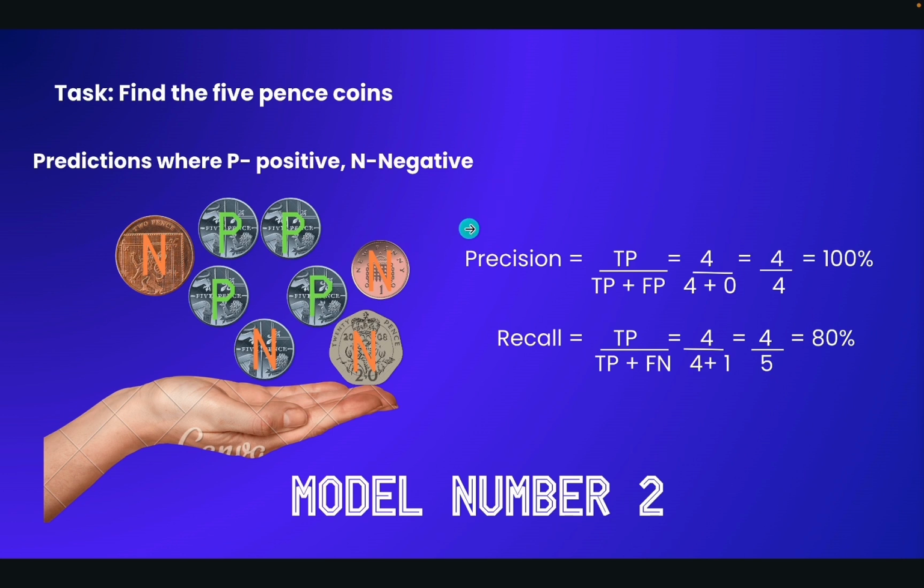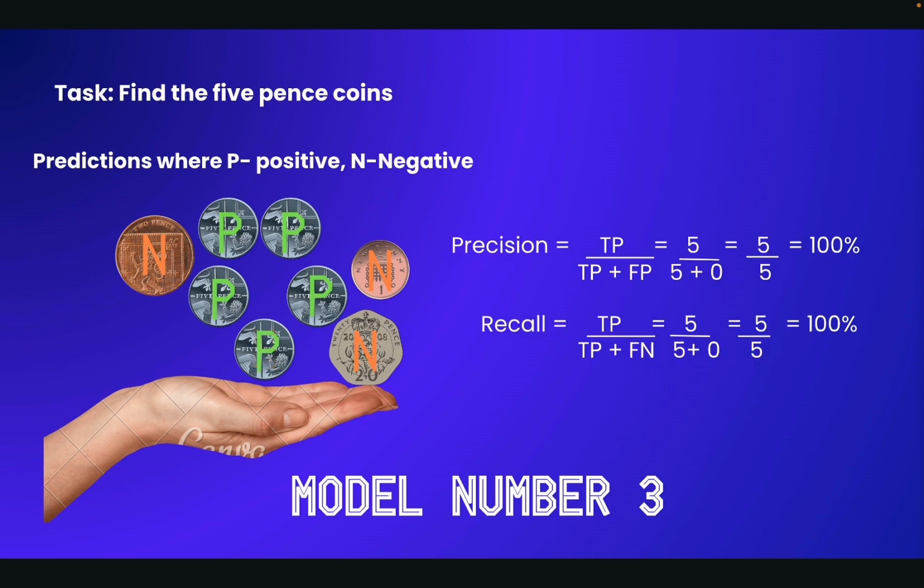The recall, on the other hand, is going to consider this false negative here. So it would be 4 positives divided by 4 positives plus the 1 negative that was predicted or that was missed in the prediction. So that will be 4 divided by 5, which is 80%.